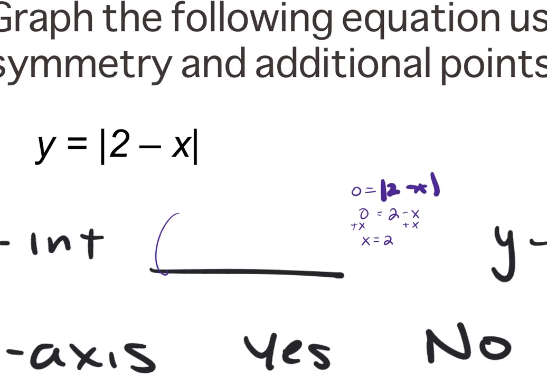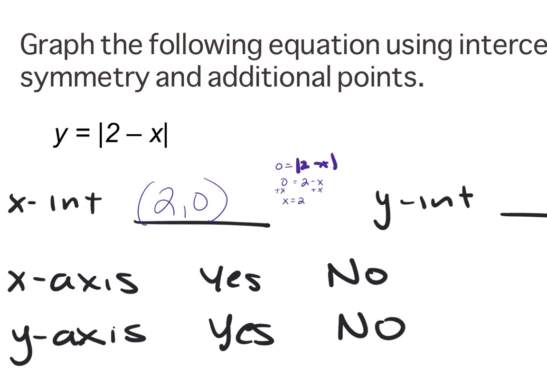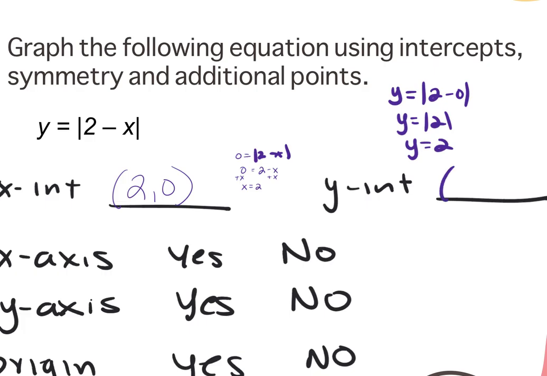So I plug my x-intercept. I plug 0 in for y, and I got 2. You're going to give it to me just like that in coordinate point form. Then when I ask for the y-intercept, you would do what? Make x 0. Good. So I would simplify that. Y equals absolute value of 2, and the absolute value of 2 is 2. So this time I plug 0 in for x, and I got y is 2.